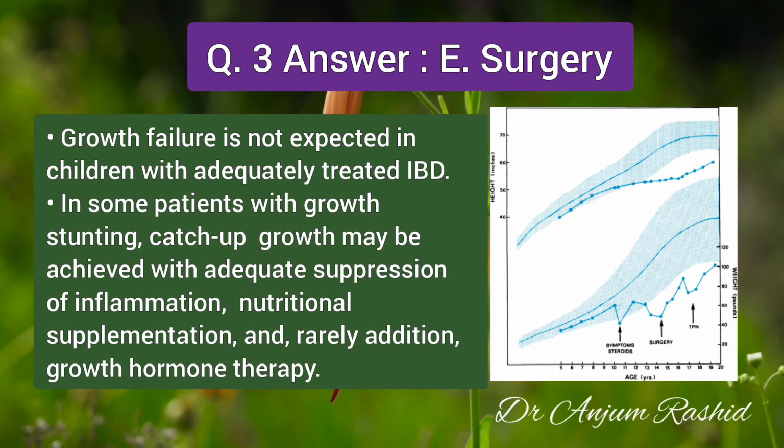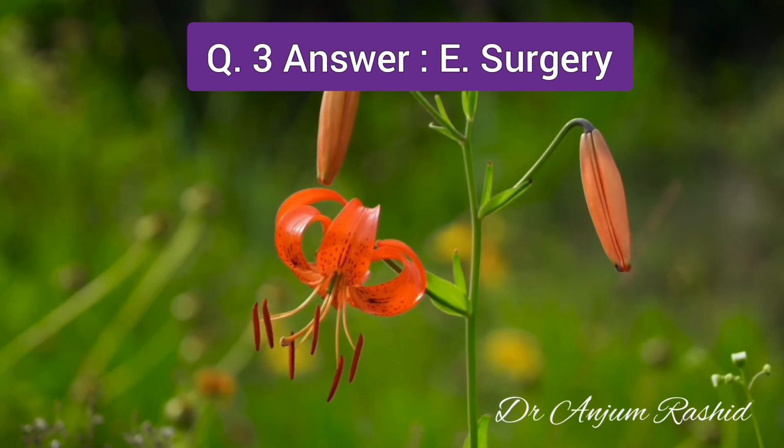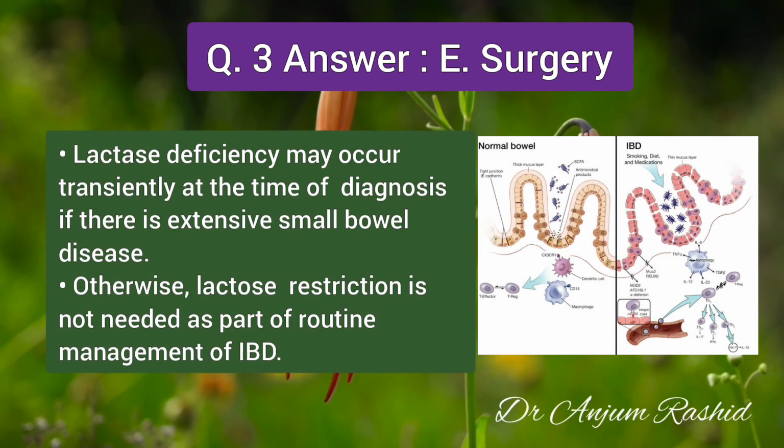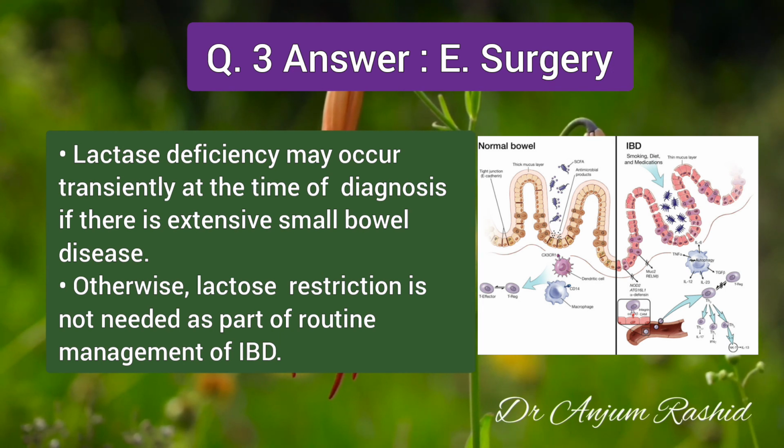Now, growth failure is not expected in children with adequately treated inflammatory bowel disease. In some patients with growth stunting, catch-up growth may be achieved with adequate suppression of inflammation, nutritional supplementation, and rarely addition of growth hormone therapy. Lactase deficiency may occur transiently at the time of diagnosis if there is extensive small bowel disease. Otherwise, lactose restriction is not needed as a part of routine management of inflammatory bowel disease.